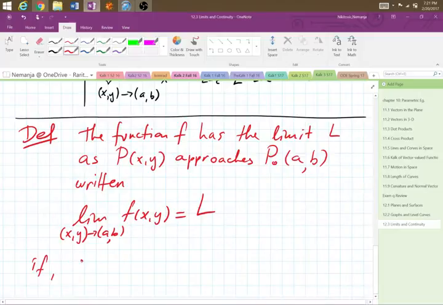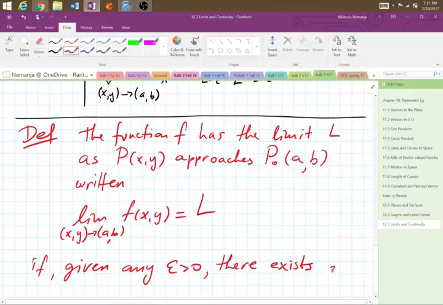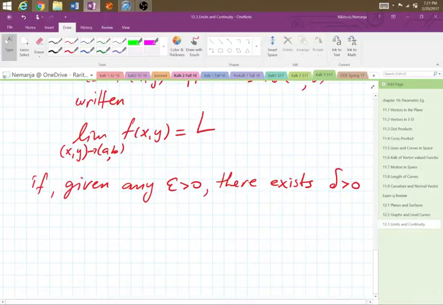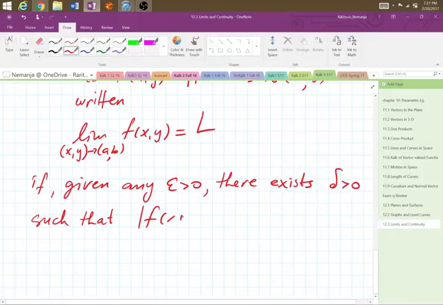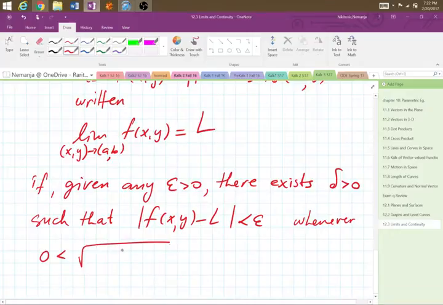If, given any epsilon larger than 0, there exists a delta larger than 0, such that |f(x, y) minus L| is less than epsilon whenever 0 is less than the distance formula, which is less than delta. This is the same definition as in your Calc 1, section 2.7, except this one is for the 3D.